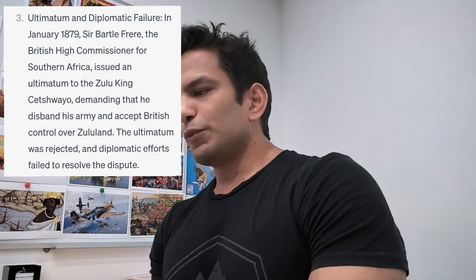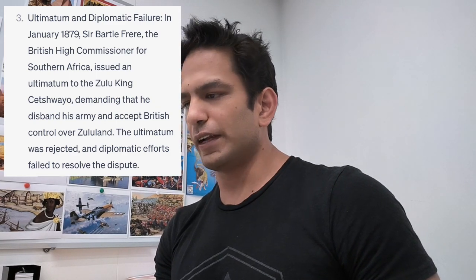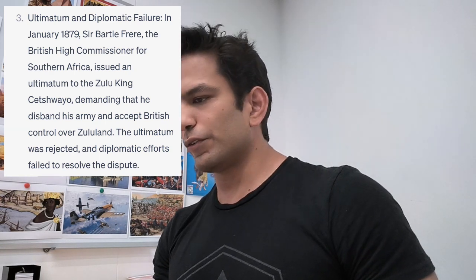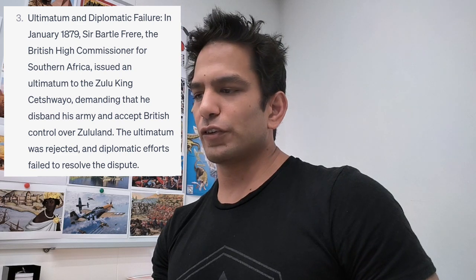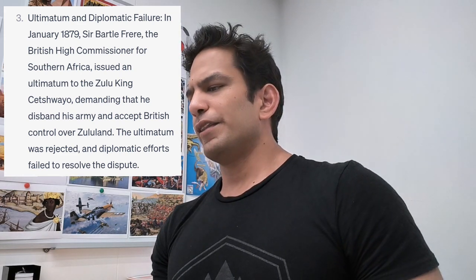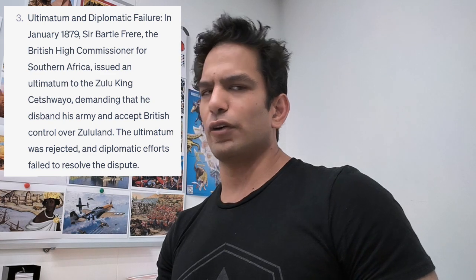The next point, the ultimatum and diplomatic failure. In January 1879, Sir Bartle Frere, the British High Commissioner for Southern Africa, issued an ultimatum to the Zulu king Cetshwayo, demanding that he disband his army and accept British control over Zululand. The ultimatum was rejected, and diplomatic efforts failed to resolve the dispute.